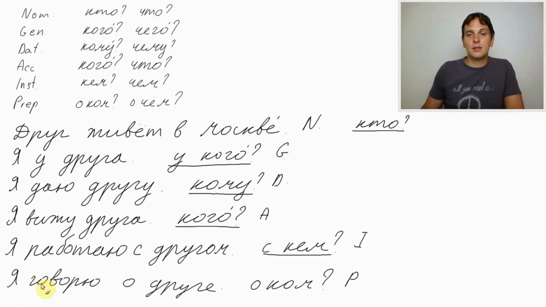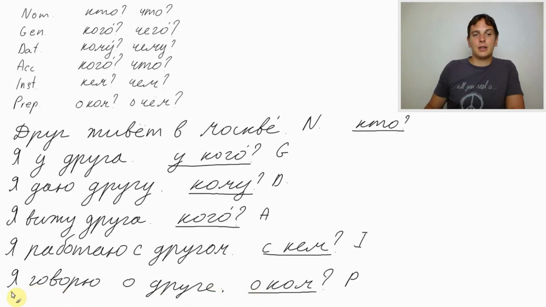And the last one, we got the question, о ком? About whom? So, about whom am I speaking? Try to read the question, read the sentence. Я говорю о друге. Говорить is to speak. And we conjugate the verb according to the personal pronoun I. Я говорю о друге. I'm speaking about friend. О ком я говорю? About whom am I speaking?